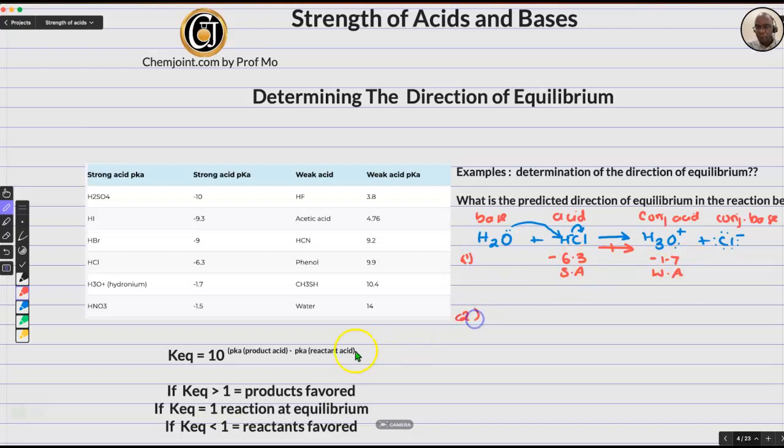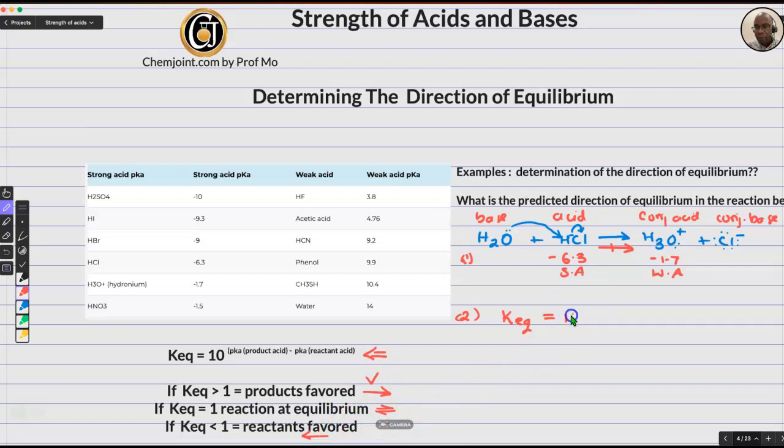Method 2 is by using this equation right here, finding the value of the equilibrium constant. If it's going to be greater than 1, then products are favored. If it's going to be equal to 1, then you are at equilibrium, and we need to use this arrow. So product favored, that arrow. If it's less than 1, then most likely we are going backward, reverse.